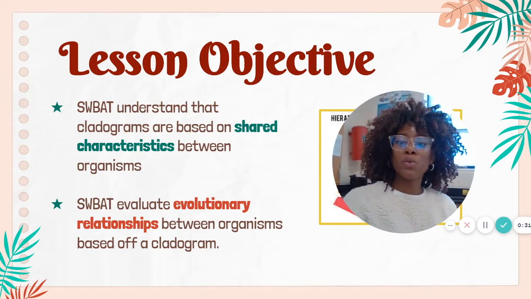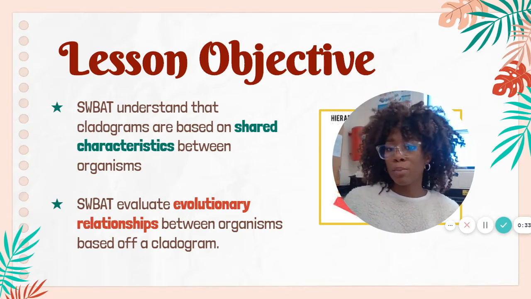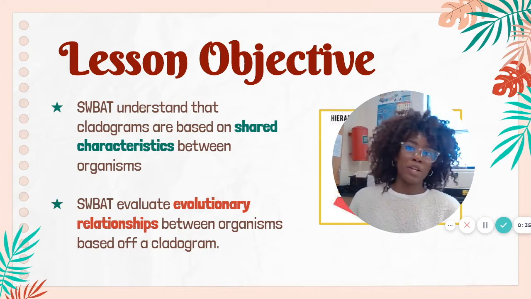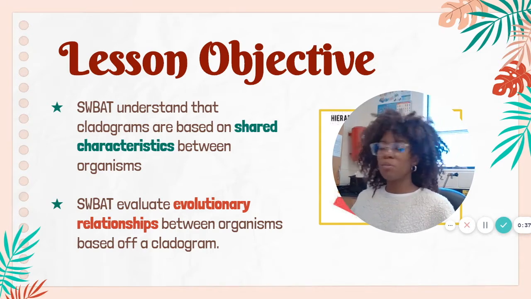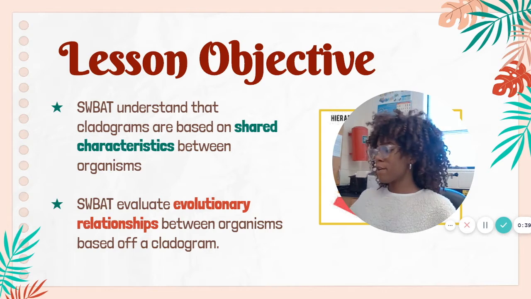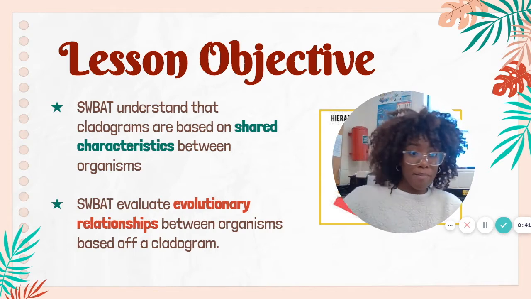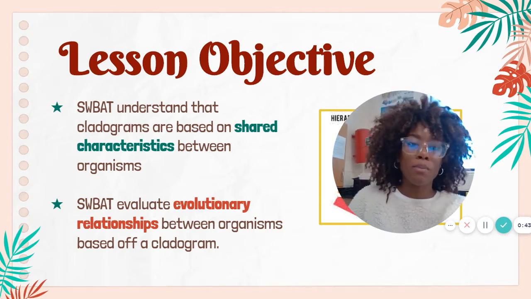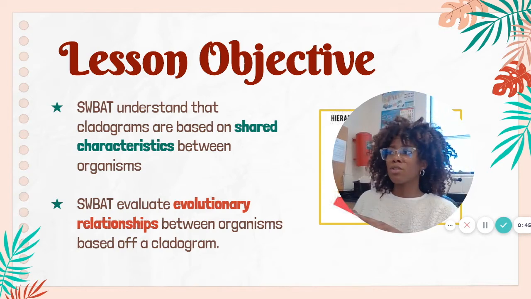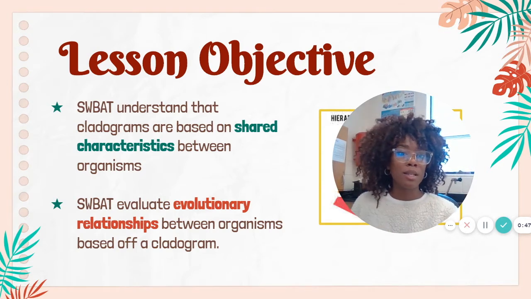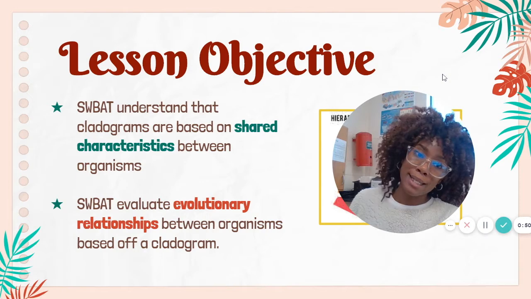Students should also be able to evaluate evolutionary relationships between organisms based off of a cladogram. So by the end of this lesson, you should be able to look at a cladogram. First of all, recognize, oh, that's a cladogram. I know what that is. And then you should be able to tell me, okay, this is the common ancestor. Okay, this organism has this, this, and this, and whatnot. So let's get into it.